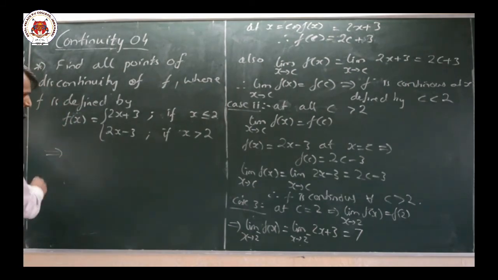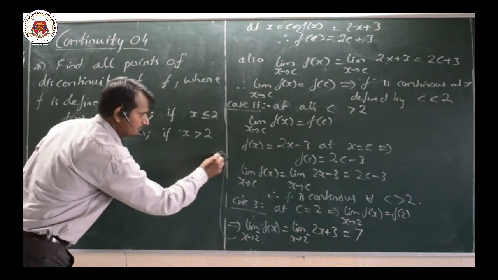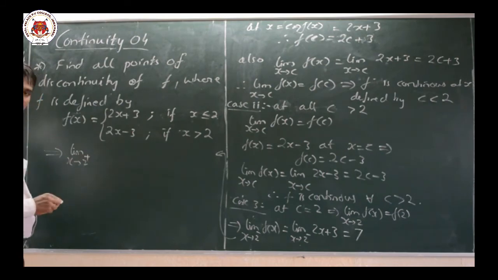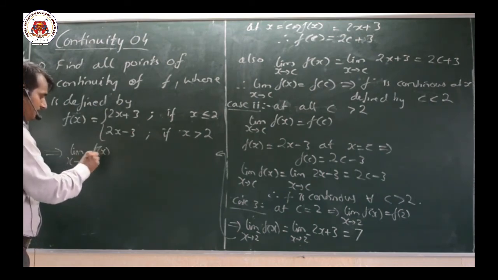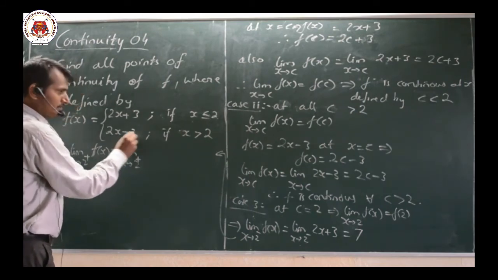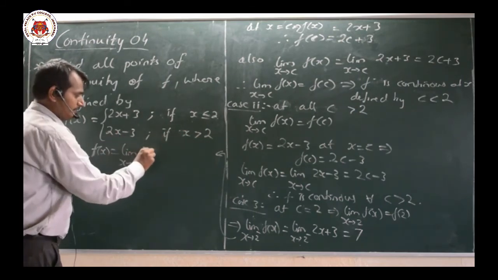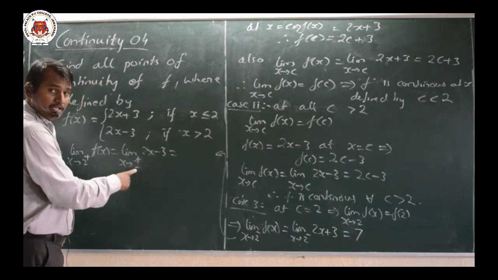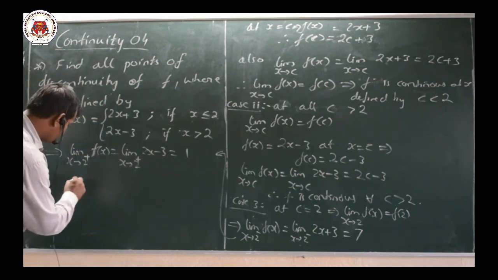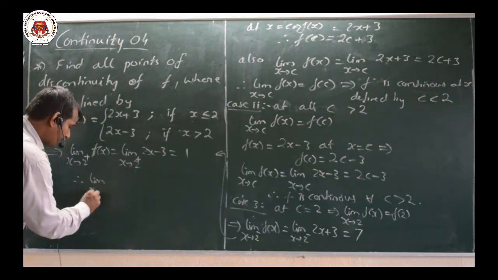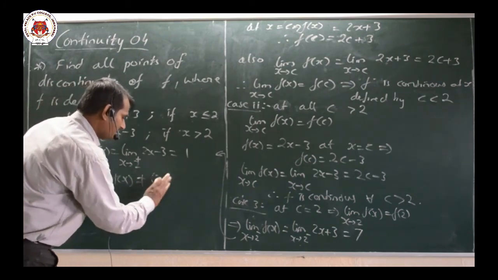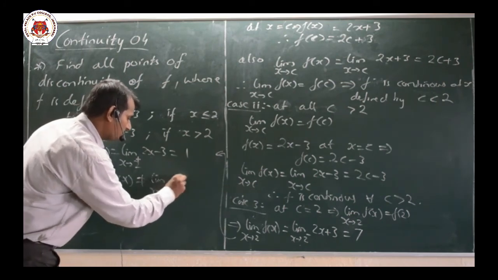Now limit as x tends to 2 plus of f of x, which is equal to limit as x tends to 2 positive, f of x for values greater than 2 is 2x minus 3. Substituting x equal to 2, 2 twos are 4, 4 minus 3, the value will be 1. That means therefore limit as x tends to 2 minus of f of x is not equal to limit as x tends to 2 positive of f of x.